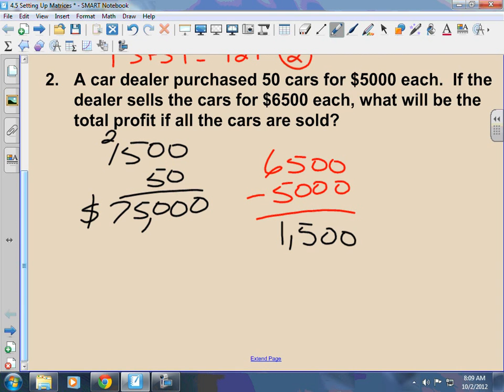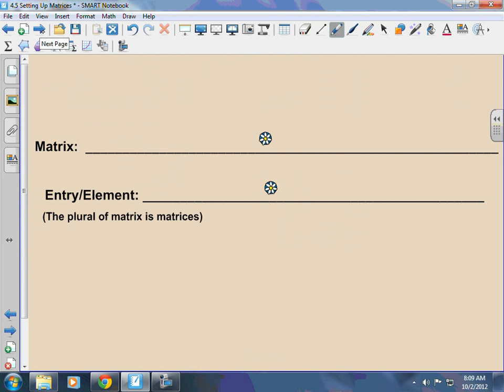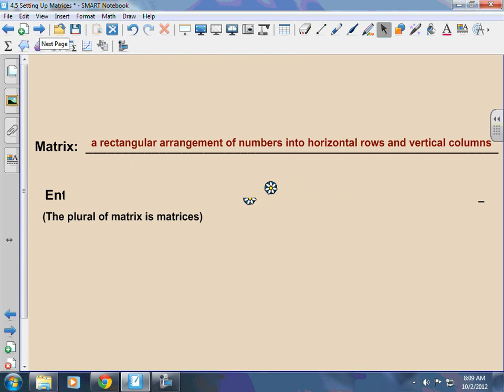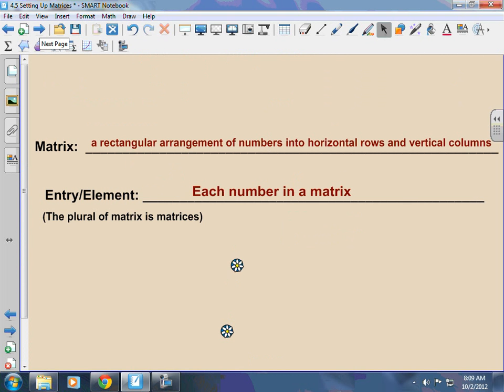Okay? All right. We've already discussed matrices. You already have these definitions. If you're copying these definitions down and don't understand what the words mean, you're doing yourself no good. You want to read the definition and put it into your own words.